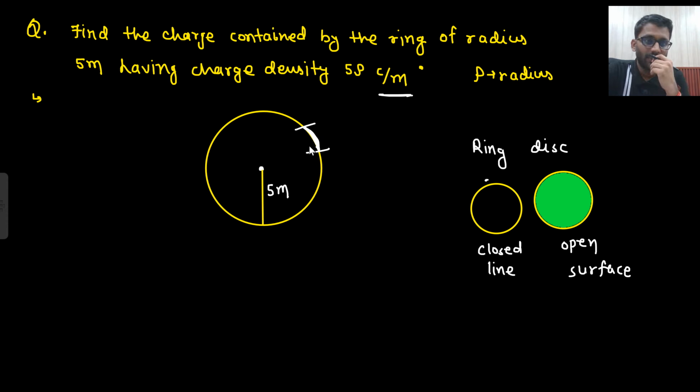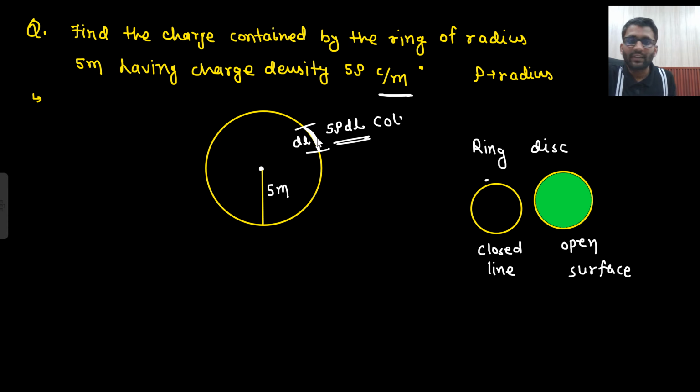Did you understand this point? On 1 meter, 5 rho coulomb charge is there. So can you tell me how much charge will be there on a dl length? If I take a dl length, how much charge will be there? On 1 meter 5 rho coulomb is there, so on dl length 5 rho dl coulomb charge will be there.